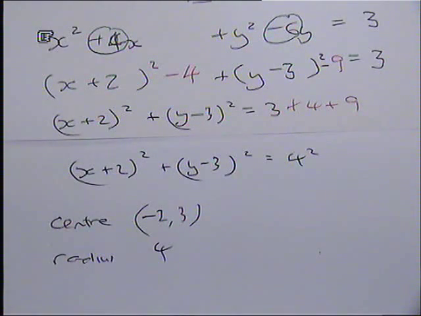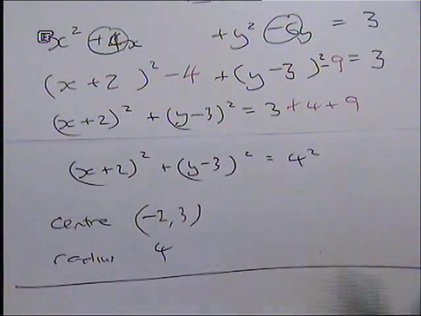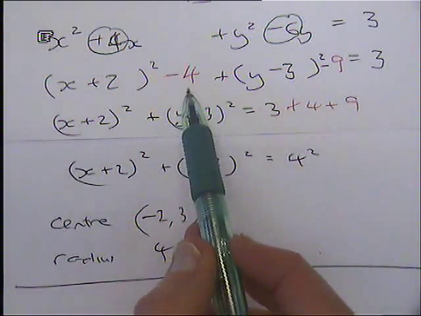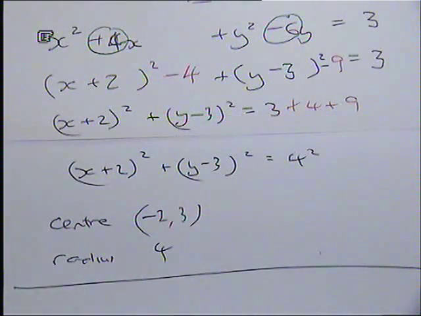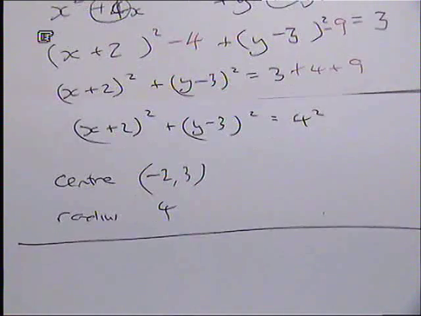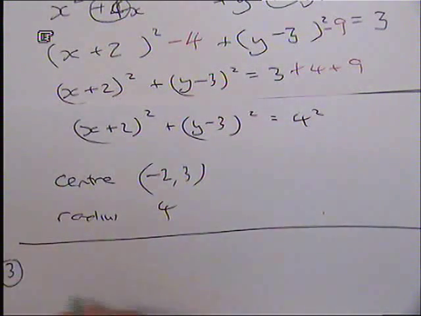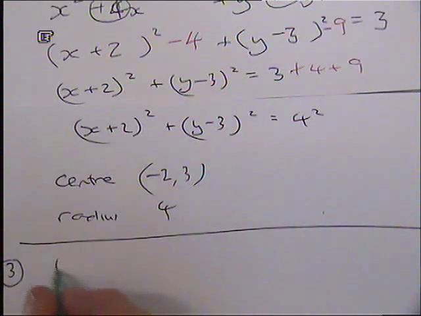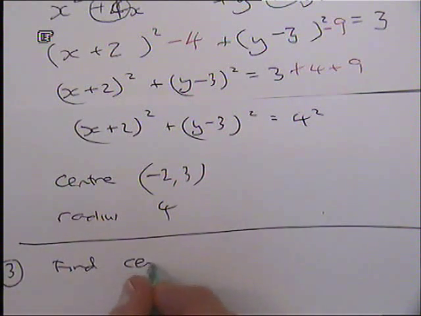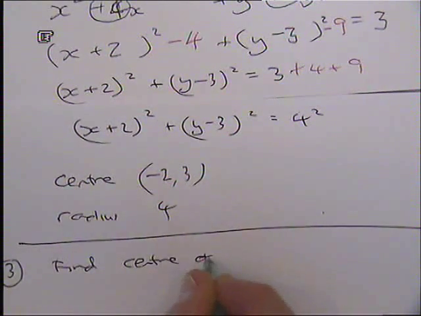Okay? What did we leave the gap for? To write in the red numbers. I've left the gap to write in the numbers I had to subtract. Okay? So, if we look at another example, we'll do the same thing. Okay? We'll find the centre and the radius.